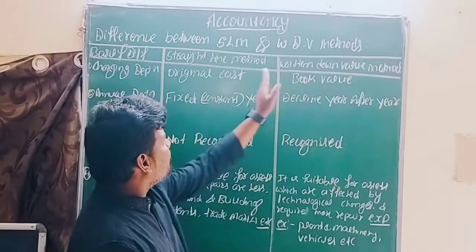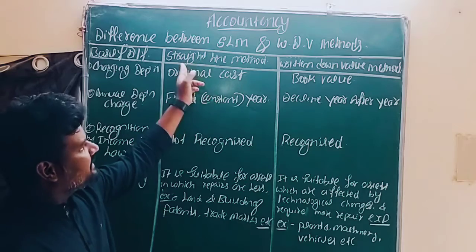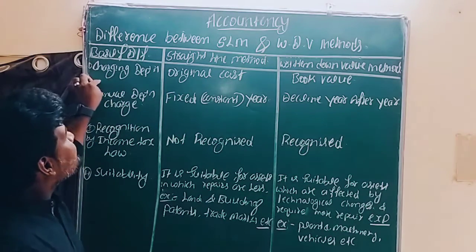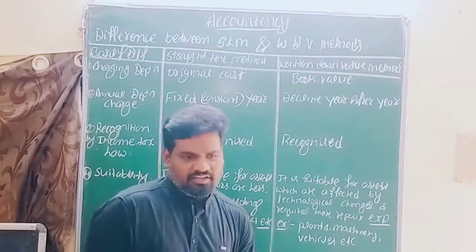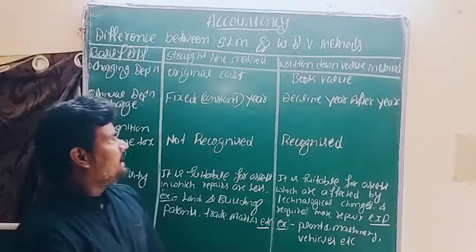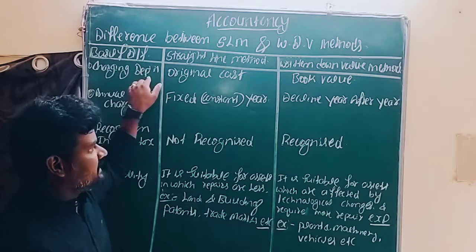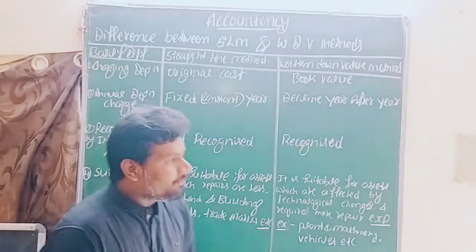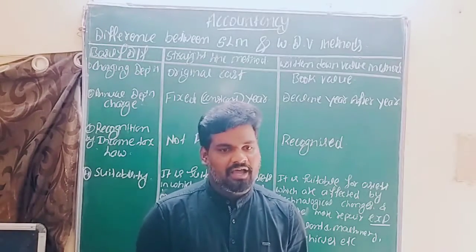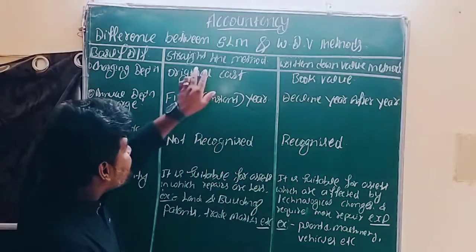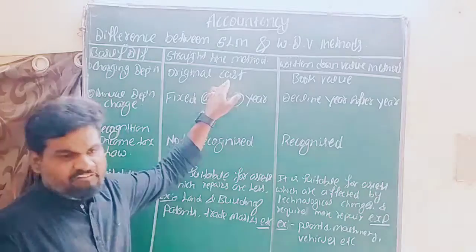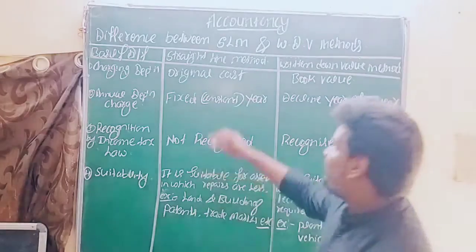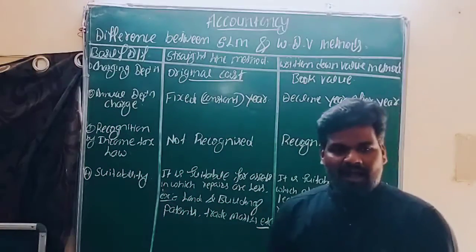The first difference between the straight line method and the written down value method is the basis of charging depreciation. Under the straight line method, I mean the original cost method, the amount of annual depreciation is calculated on the original cost price only. Every year the annual depreciation is calculated on the original cost price of the asset.